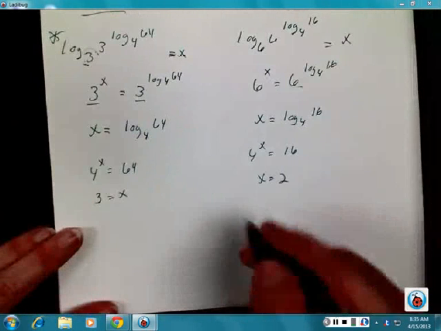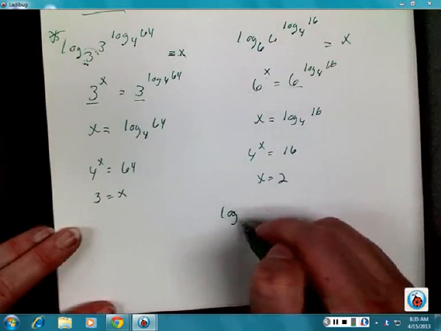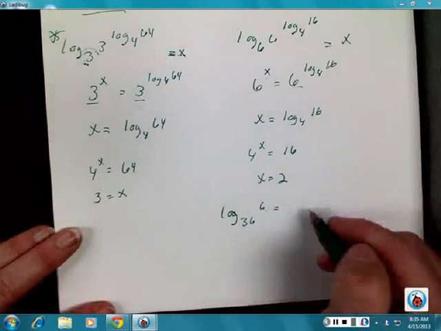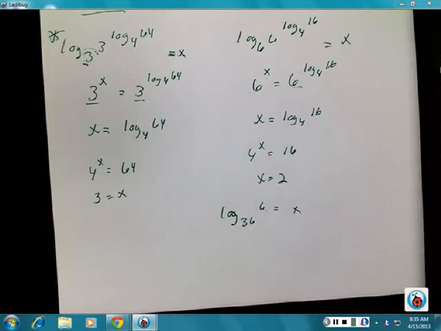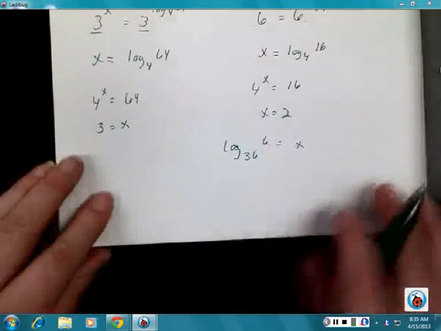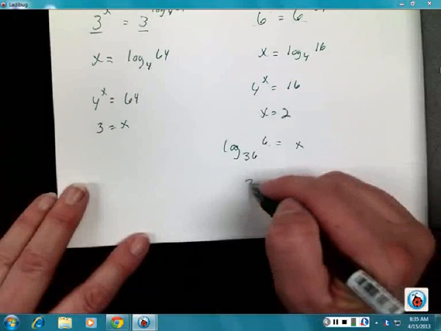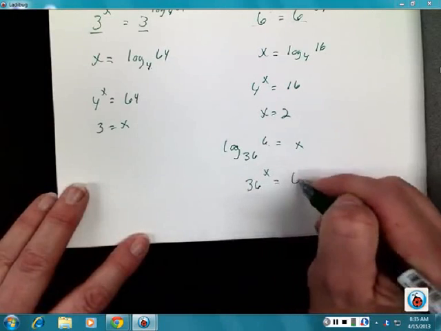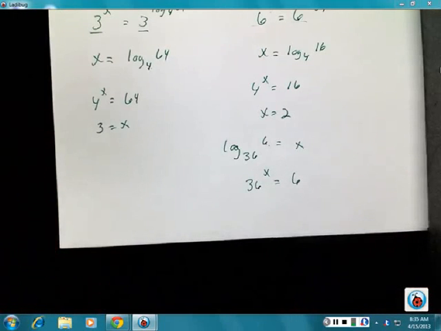Log base 36 of 6 is equal to x. If I reverse it, I get 36 to the x power is all equal to 6. Then what has to happen?